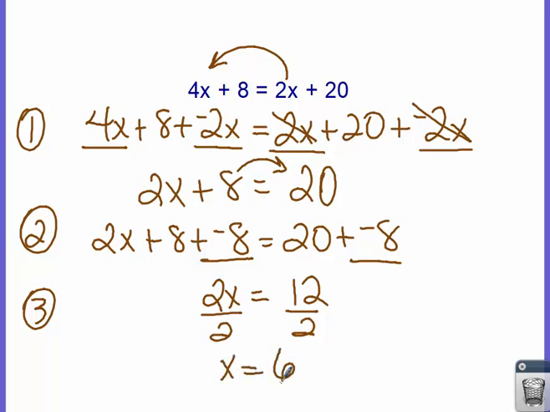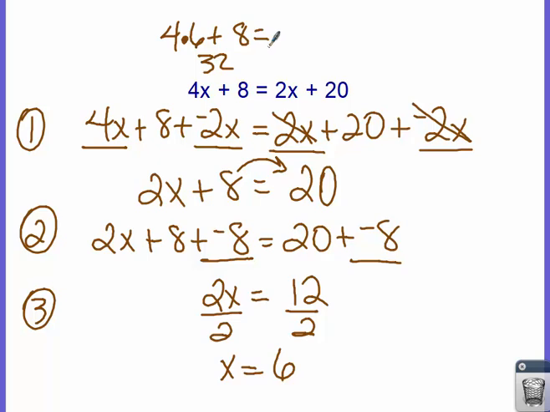Now, each of these equations, just like with two-step equations, have a built-in check. Okay, so I can take this 6 and I can plug it back into my original equation to see if it equals the other side. So let's see if we can do that. We'll take the 4 times whatever x is. In this case, it's 6. So we'll do 4 times 6 plus 8. Well, 4 times 6 is 24, plus 8 equals 32.